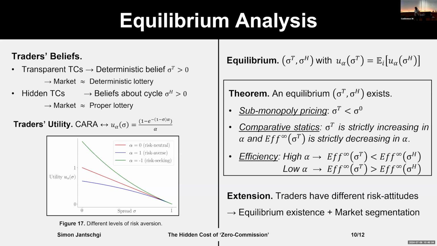There's going to be an extension in the paper where traders have a continuum of risk attitudes, and the same equilibrium existence result will hold. And we're going to have a market segmentation where traders that are more risk averse are going to choose transparent transaction costs, and traders that are less risk averse are going to choose hidden transaction costs.